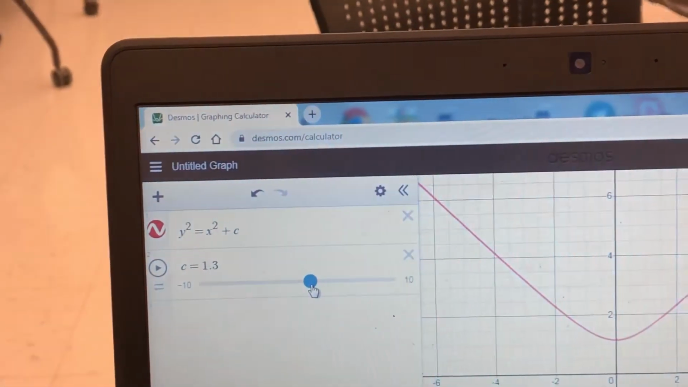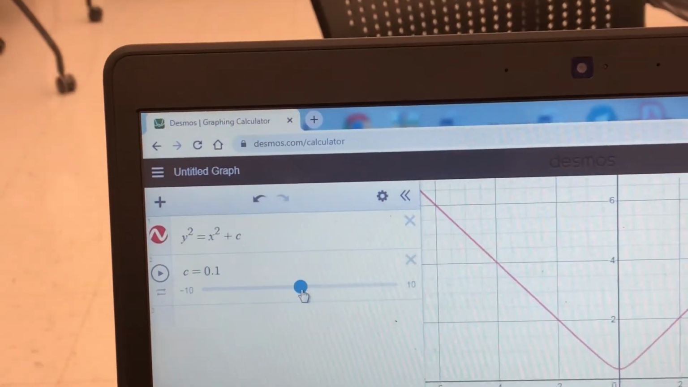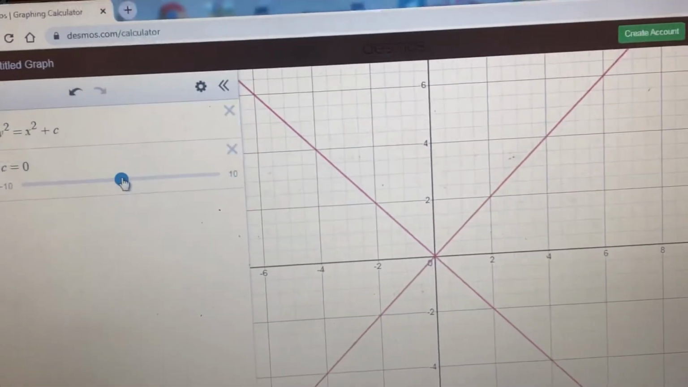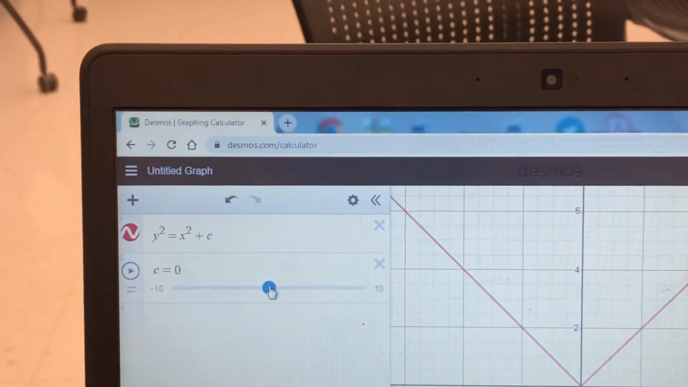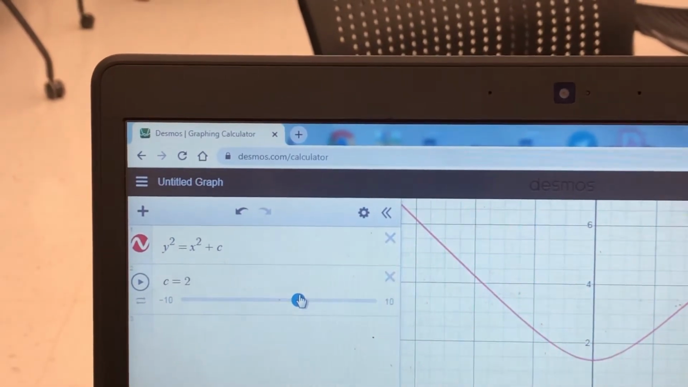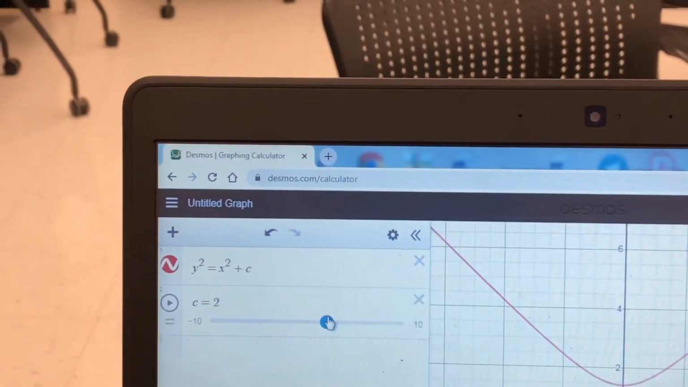But if I click and drag this down to 0, there it goes, then it gives us that X shape that we had a minute ago. But I want that equal to 2, so I'm going to slide it over and make it 2. So right now it thinks the letter C is equal to 2, so it gives us the correct equation that we had on the board.